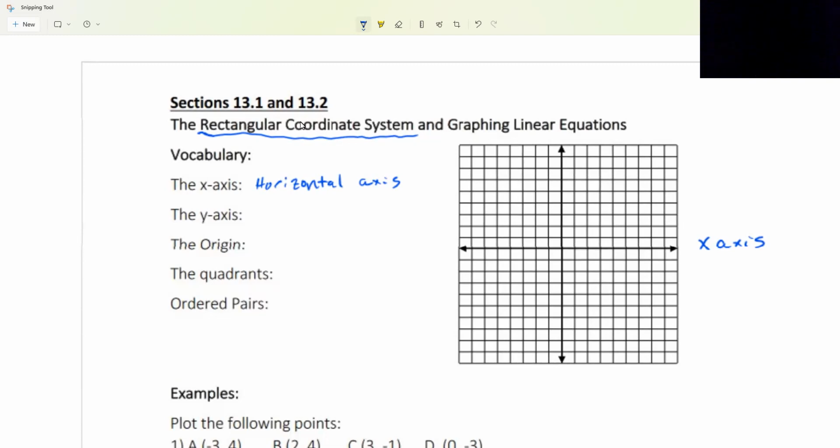The y-axis here, that's the vertical. So that's this one. And remember, these axes are really just number lines. That's all they are, because this would be like 1, 2, 3, 4, 5, if you're looking at it that way. So they're just number lines, and this is often a grid. So the y-axis is your vertical.